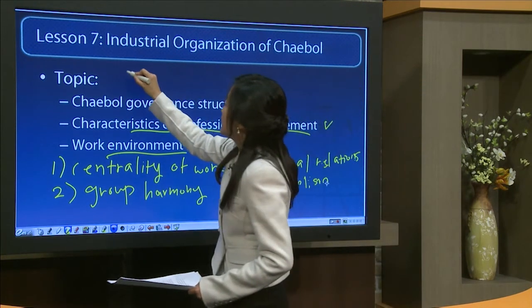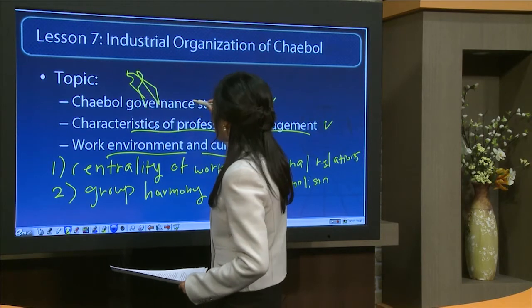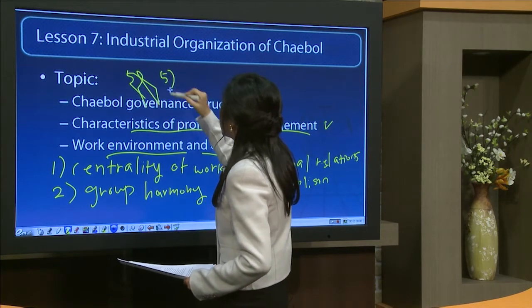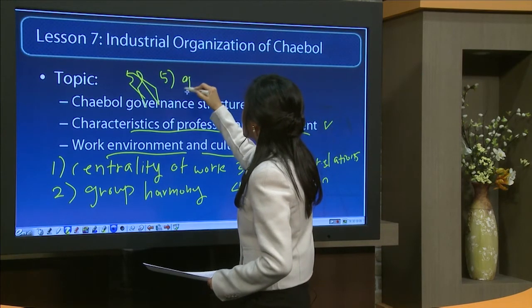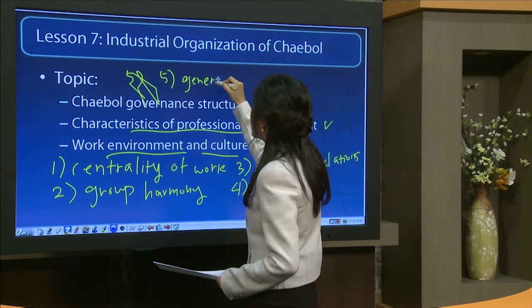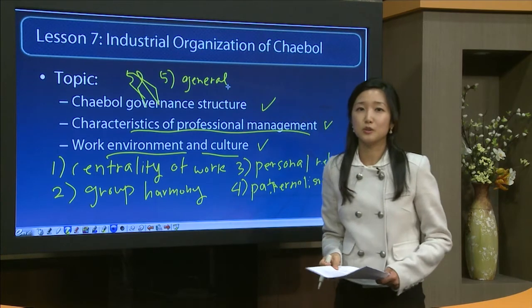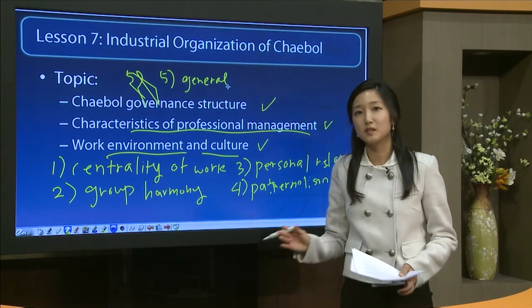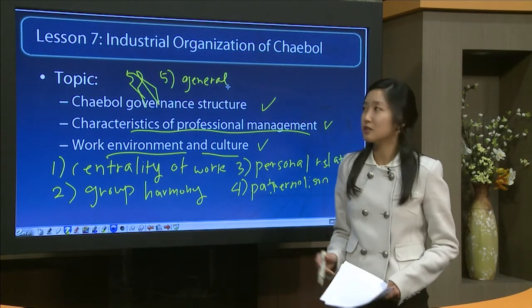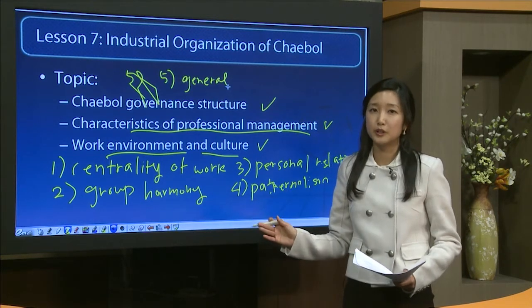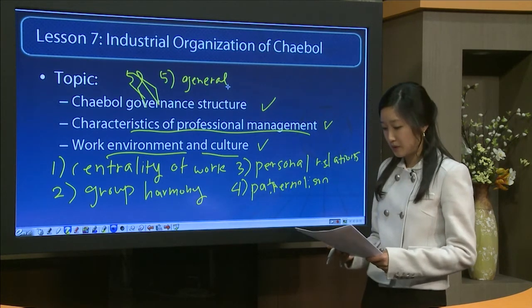Fifth trait is the fact that job descriptions are more general in the South Korean chaebols. So unlike Western corporations, where there are very finely and specifically defined job responsibilities, job responsibilities are often blurred and more flexible in the South Korean chaebols.